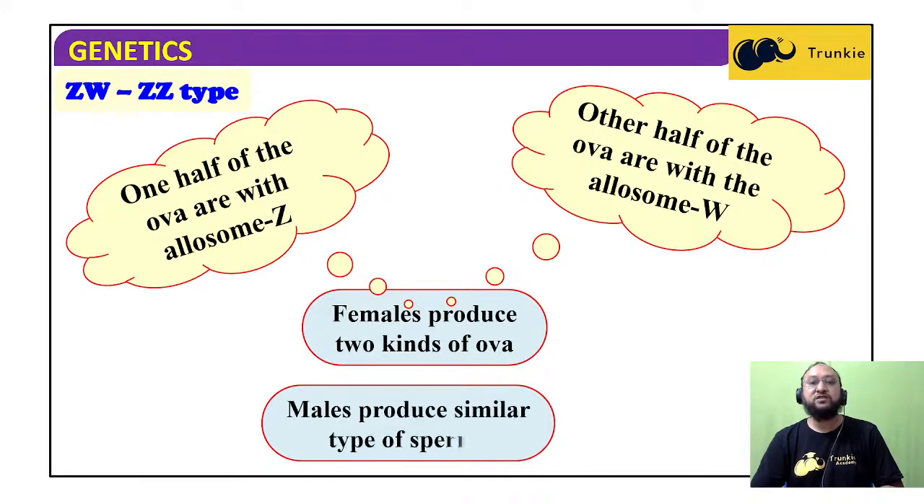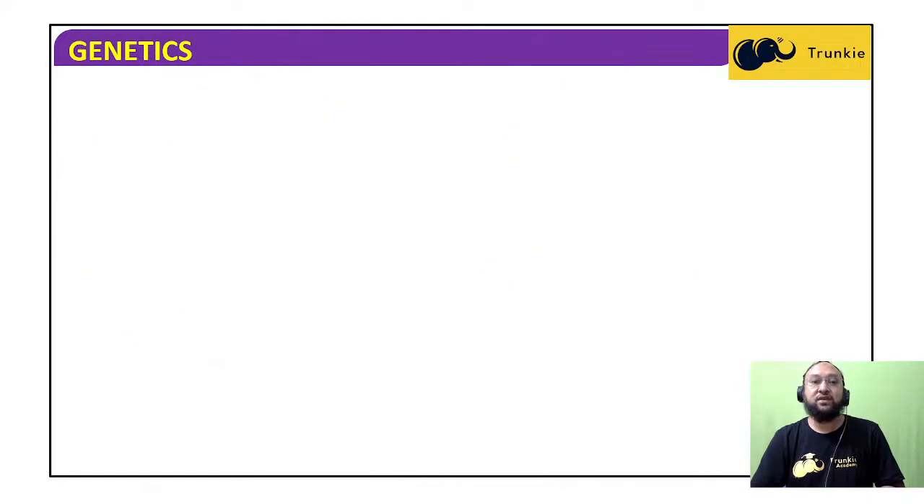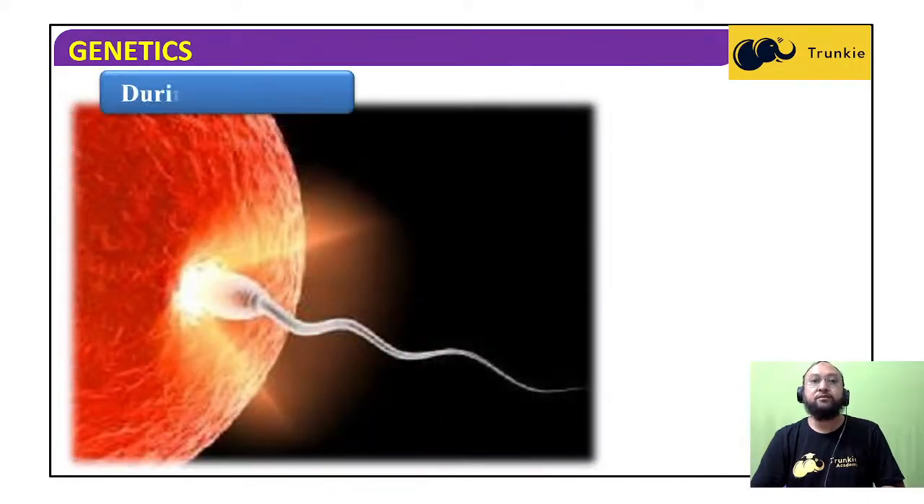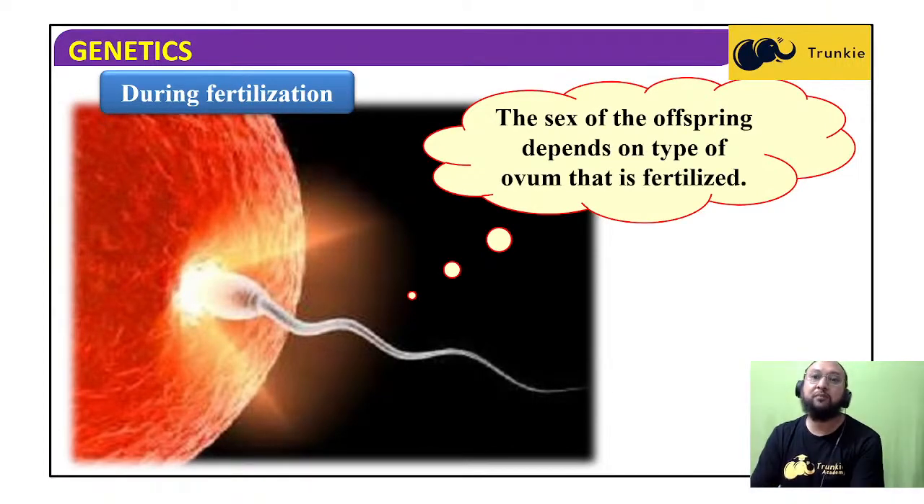So males produce a similar type of sperm, because they will have only the Z allosome. Now during fertilization, the sex of the offspring depends on the type of ovum that is fertilized, not on the type of sperm, but on the type of egg cell which is going to be fertilized. So this is again like the case of Z0 ZZ.